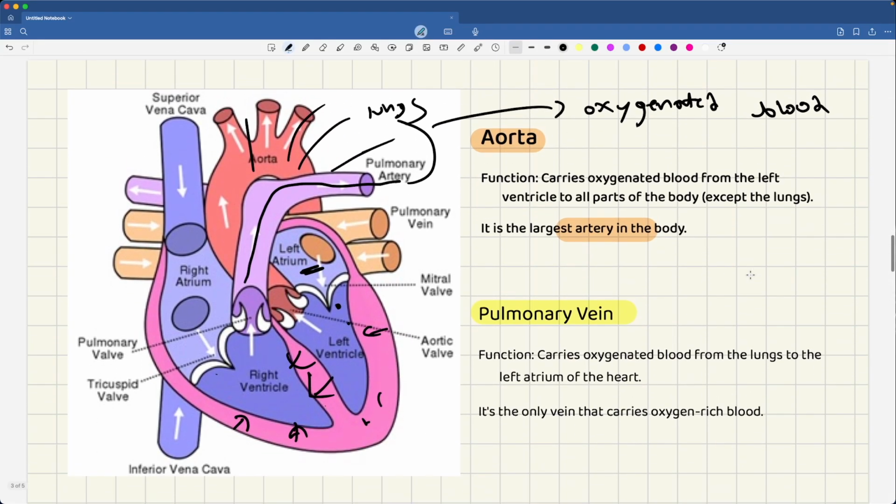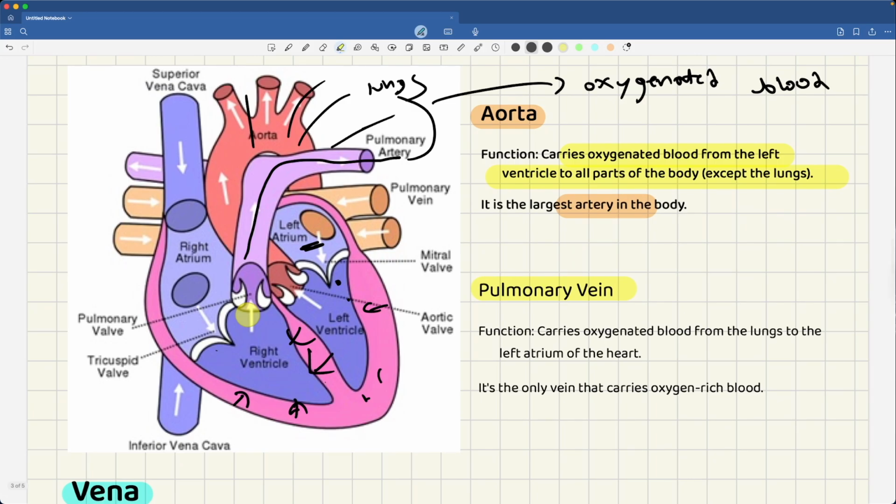Now let's look at the aorta. As you can see, it's one of the largest vessels, right? Aorta basically carries oxygenated blood from the left ventricle to all parts of the body. It is actually the largest artery in the body. Now we have pulmonary vein. I explained you the thing.